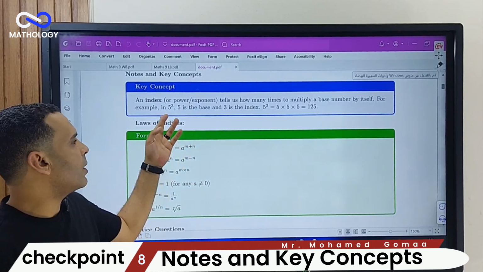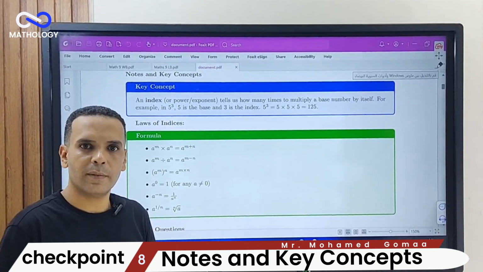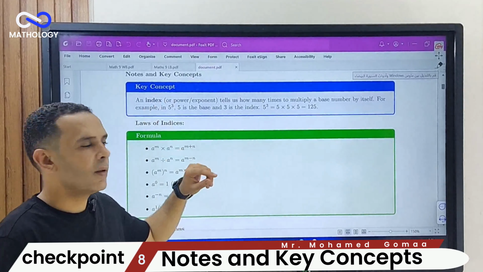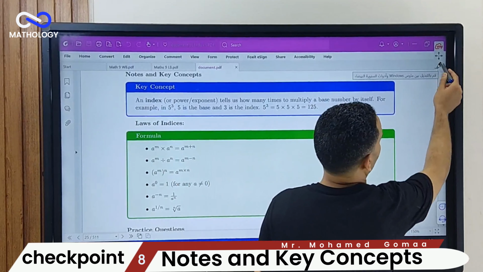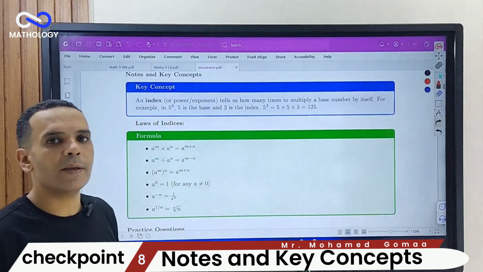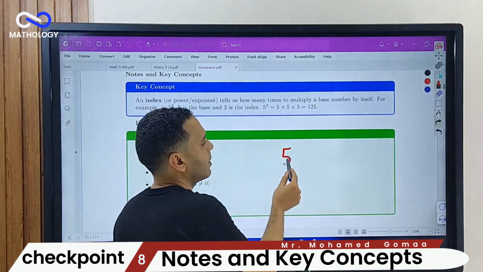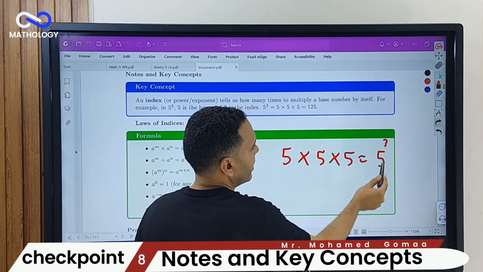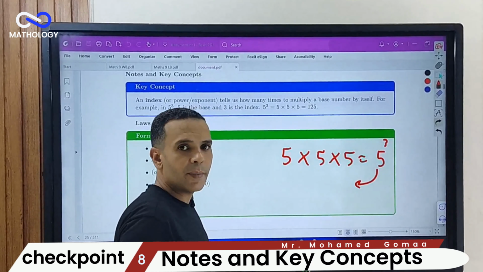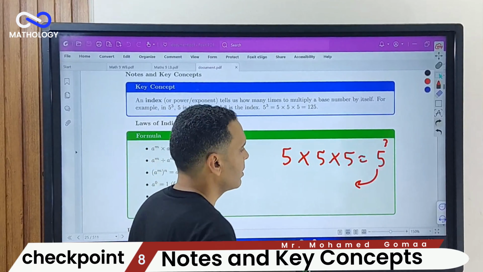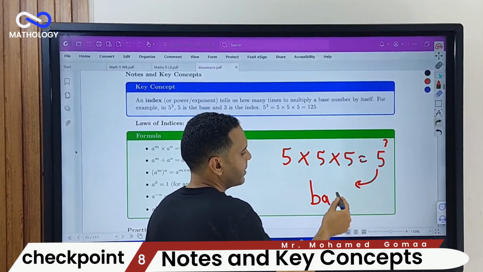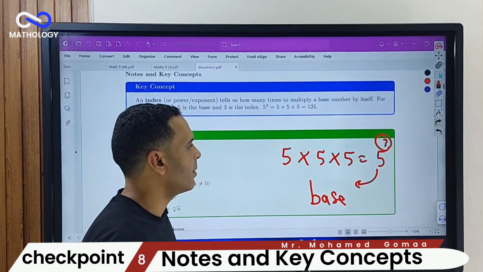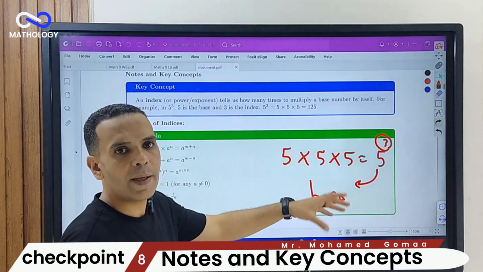Indices. If I ask you what is meant by 5 to power 3, like this one, 5 and a small 3 above it: 5 to power 3 means 5 multiplied by 5 multiplied by 5. 5 multiplied by itself 3 times. 5 times 5 times 5 will be 5 to power 3. This number, which is multiplied by itself, is called the base.